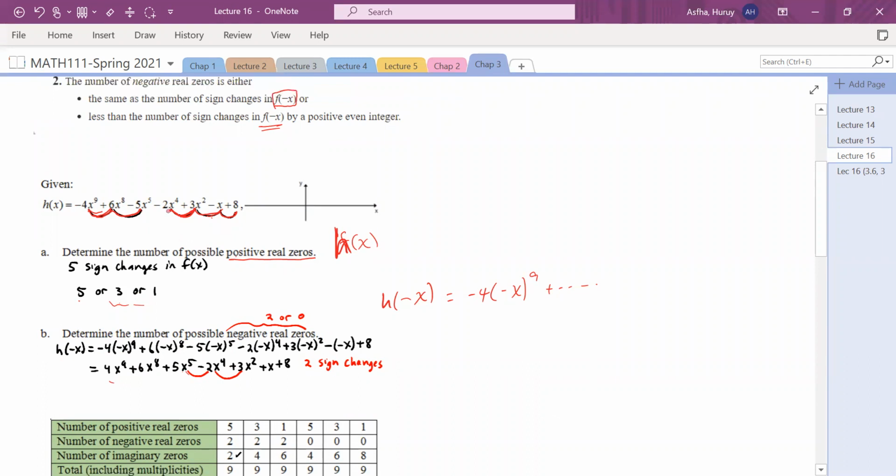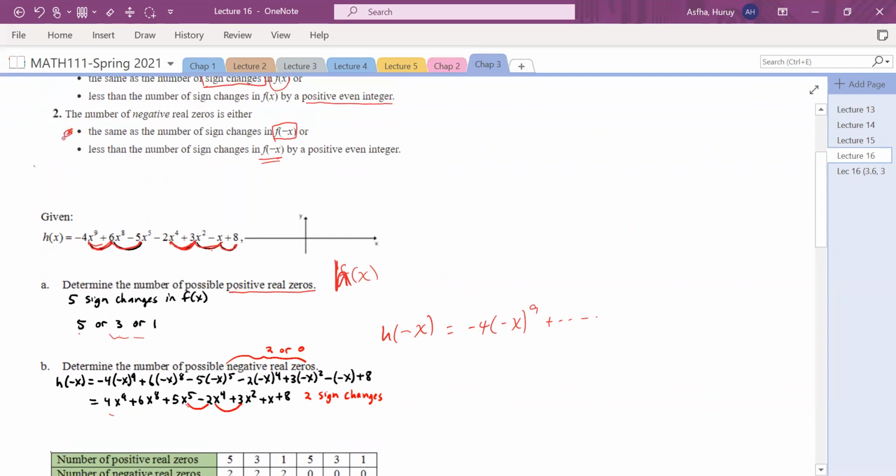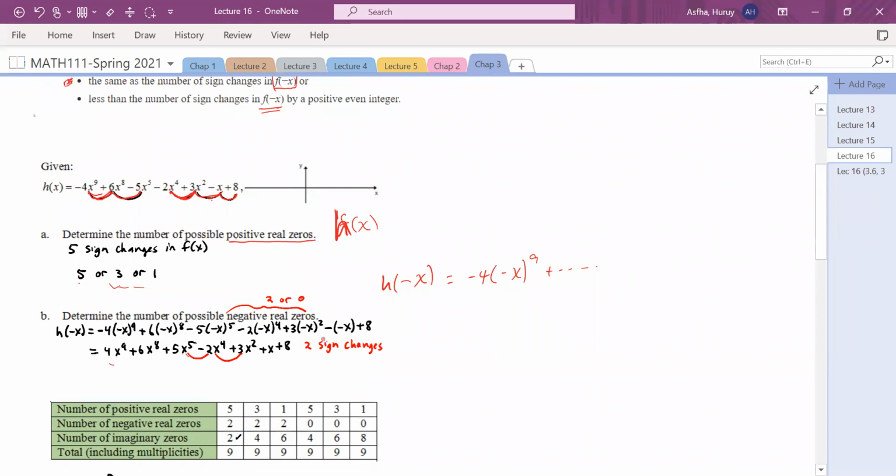Therefore, based on the first statement, it is equal to the number of sign changes in h of negative x. So it could be 2, or based on the second statement, less than the number of sign changes in h of negative x by a positive even integer. So we subtract 2 from here because that's the next even integer. Therefore, it becomes 0. So either we have 2 negative real zeros or none, okay?